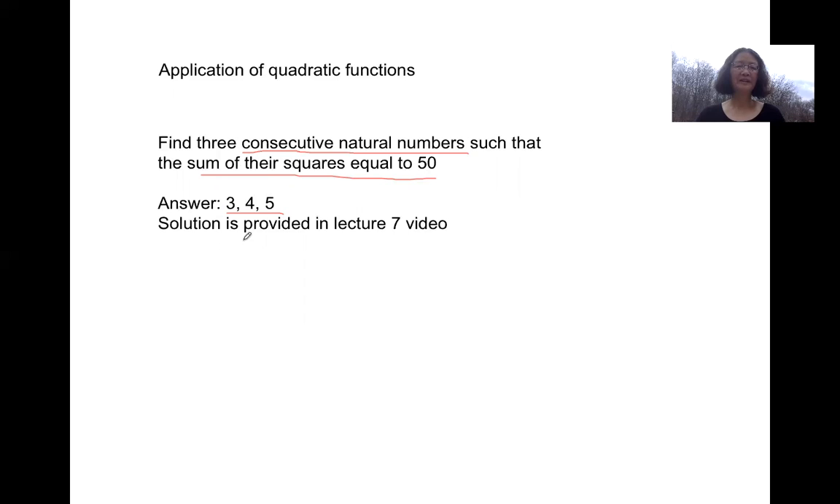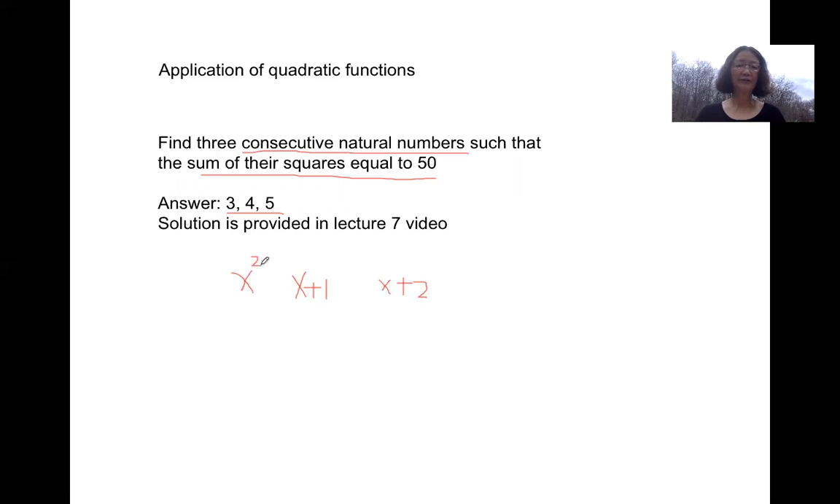Okay. So consecutive natural numbers, 3. Let's say one is x. Because they are consecutive, the second number is x plus 1, and the next number is x plus 2. Okay. Those are the 3 consecutive natural numbers. The sum of these numbers equals 50.